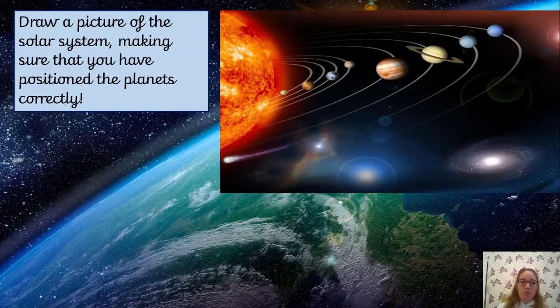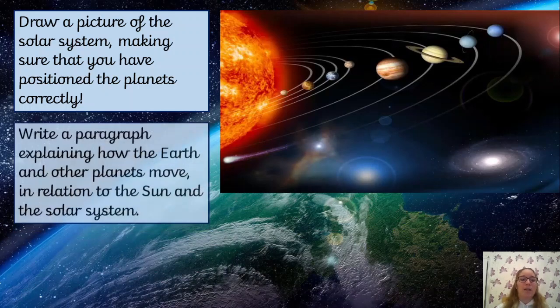What I would like you to do now is to draw a picture of the solar system, making sure that you have positioned the planets correctly. Obviously we're going to have Mercury, which is closest to the sun. You can use your mnemonic to help you make sure they are in the correct place.